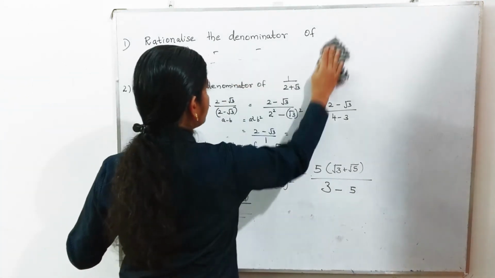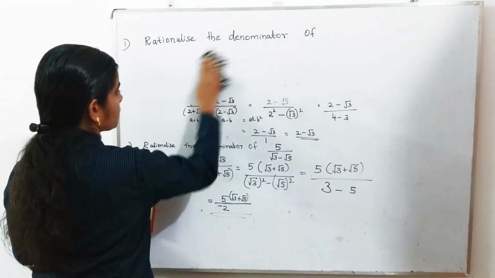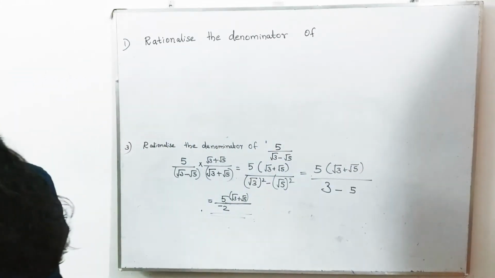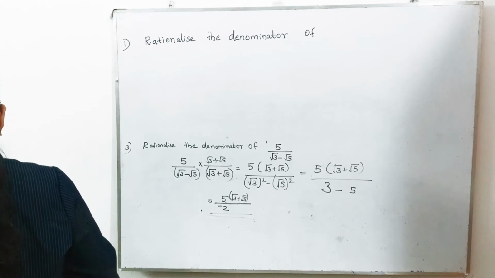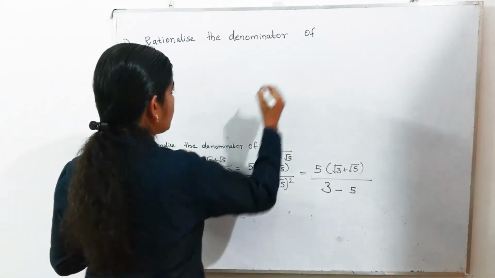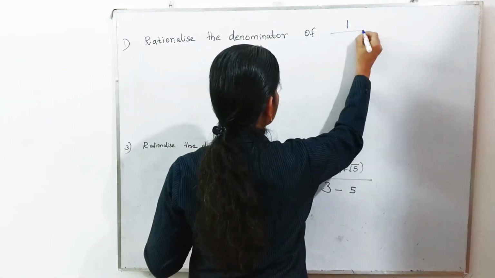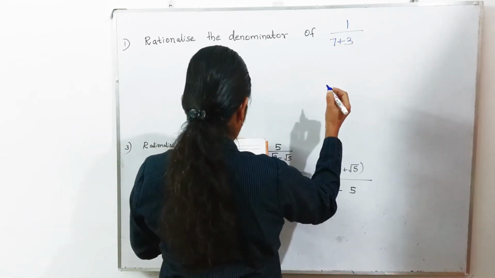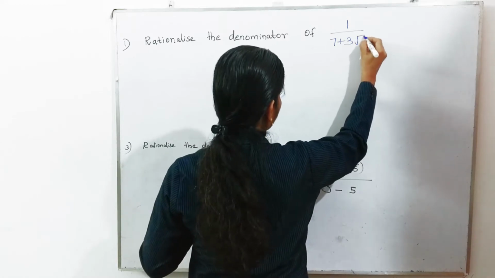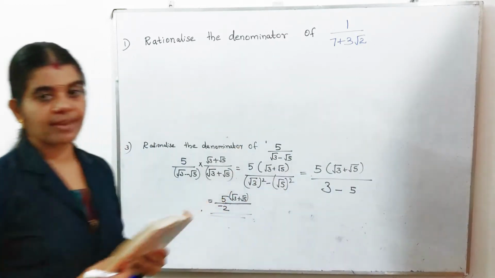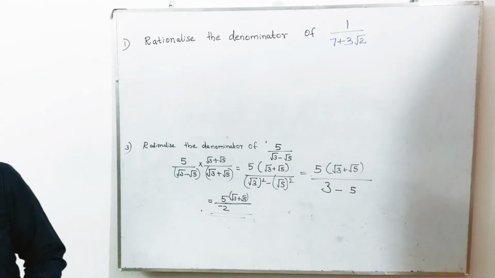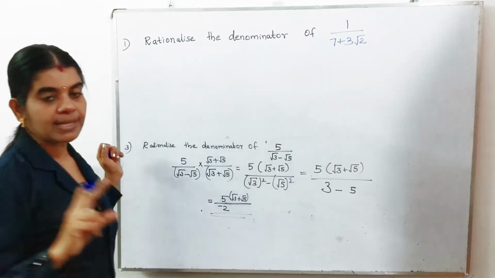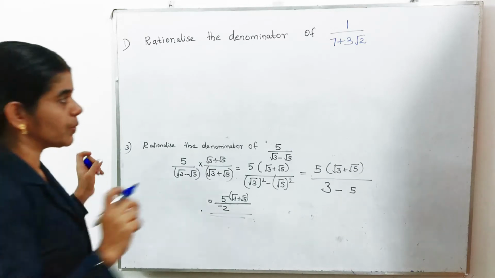Rationalize the denominator of 1 by 7 plus 3 root 2. Can you say which number we will use to multiply? Here the denominator is 7 plus 3 root 2. Therefore, we will multiply with 7 minus 3 root 2.